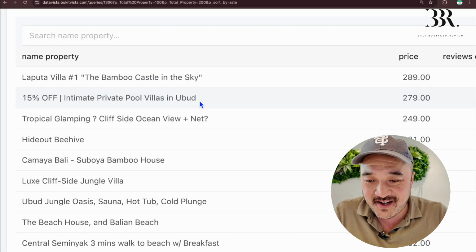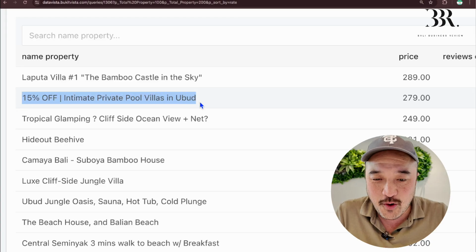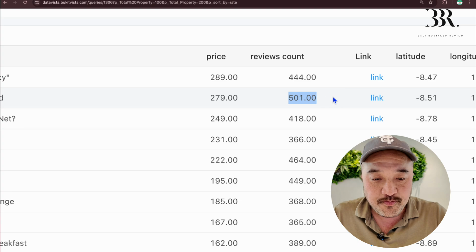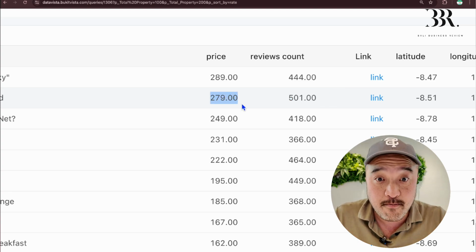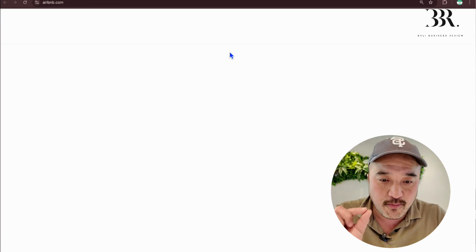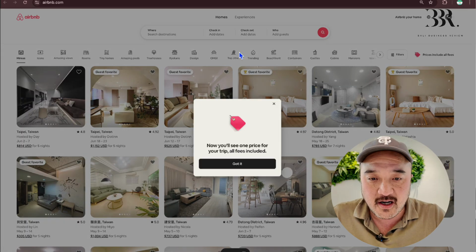All right, let's go to the next one. Here's a 15% off. Okay, so this one's going definitely more transactional, I would say. Intimate pool villa in Ubud, $279, but 500 reviews. So probably even better revenue performance, although at an average lower price by $10, okay? But let's open it up and let's see what's there.